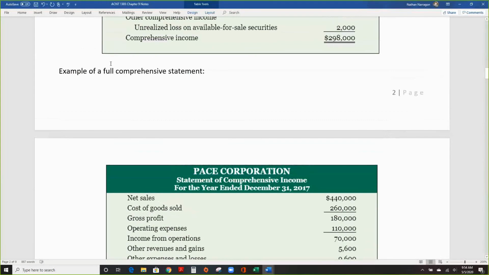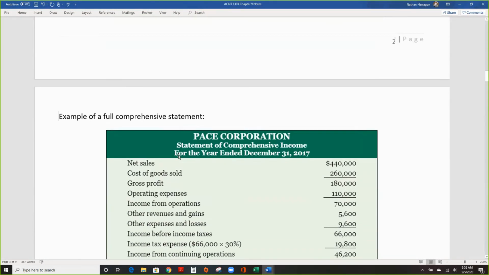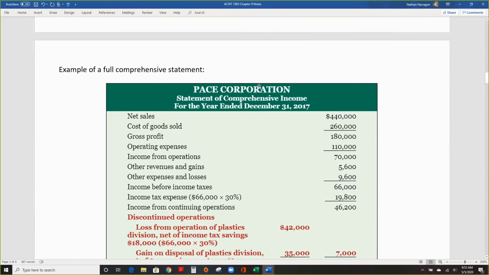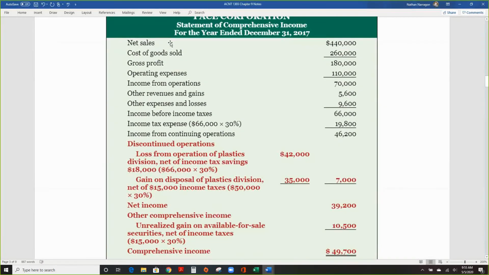So, really, all we do next is give an example of the full comprehensive statement, which again, they're using Peace Corp. And again, this is the basic income stuff we already know. We've already done this in prior chapters. And then there's our tax, 66,030 times 30%, because apparently it has another tax rate, 19,000. Income from continuing operations, $46,200.